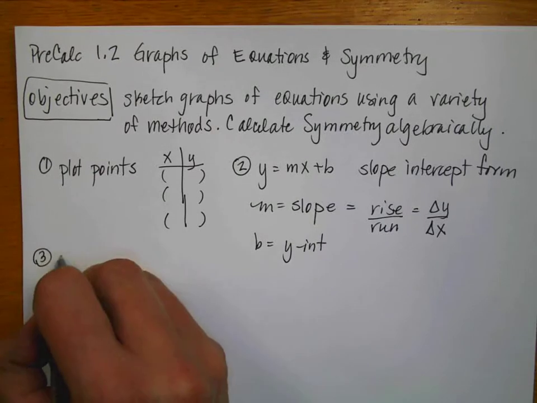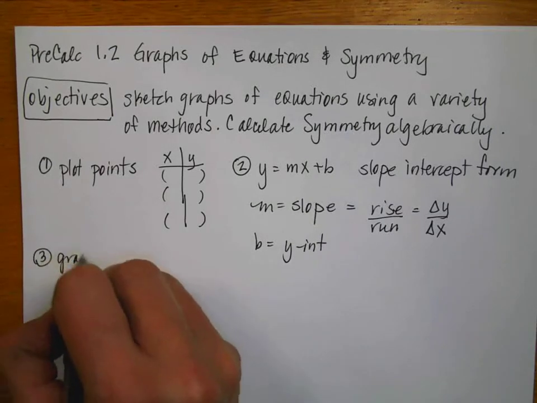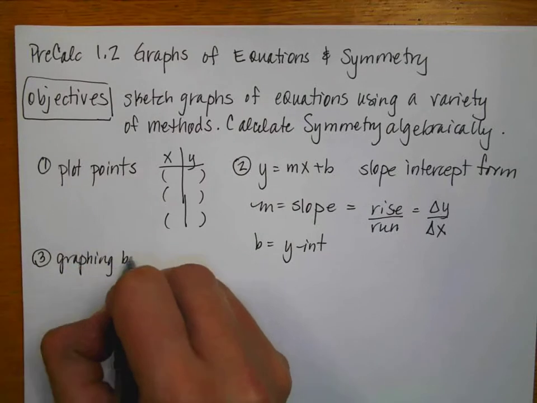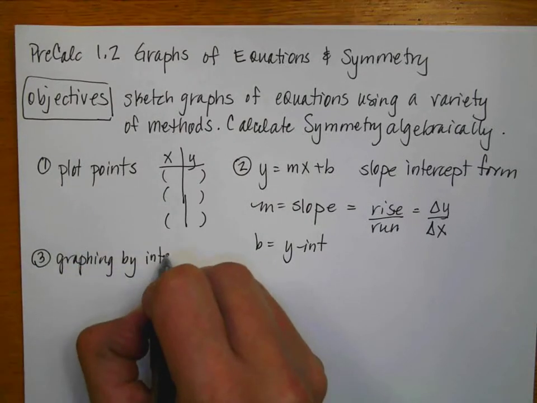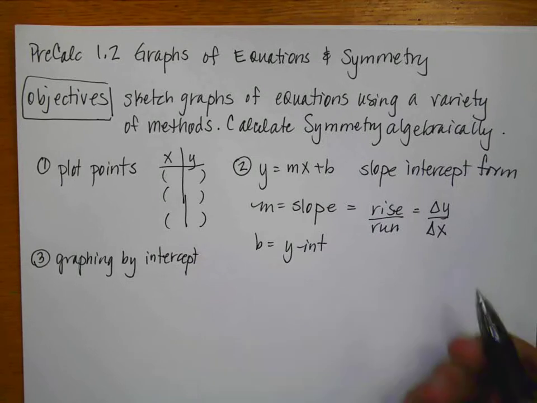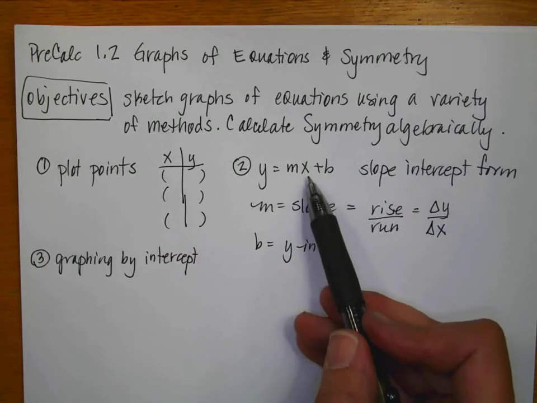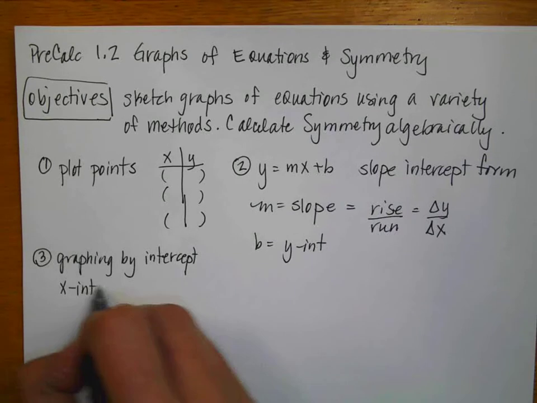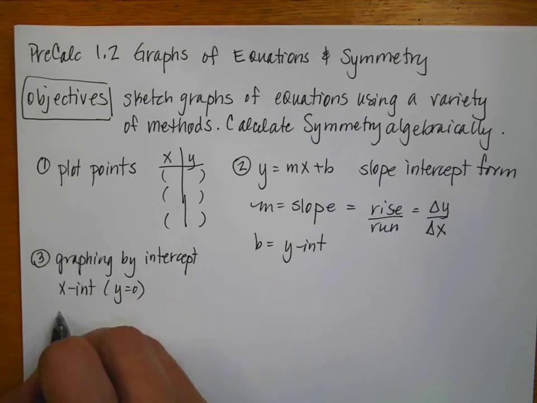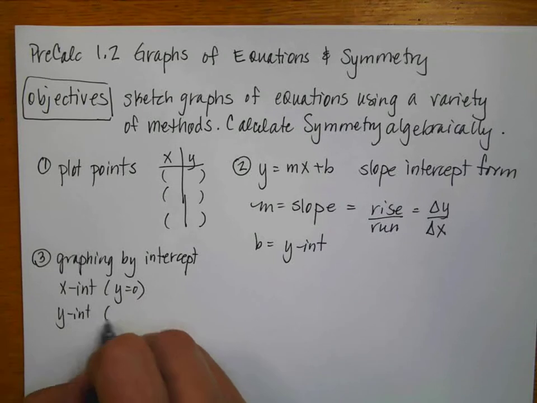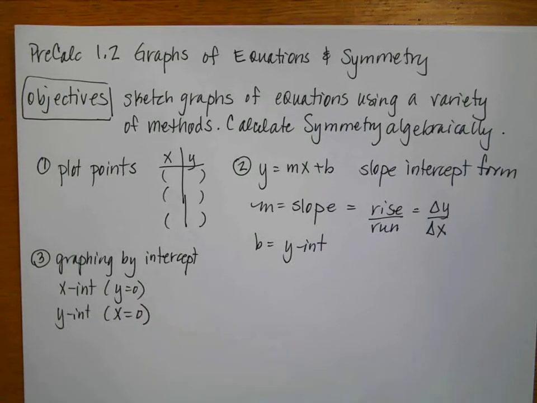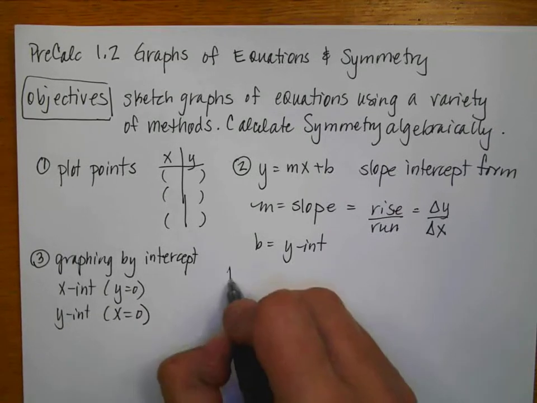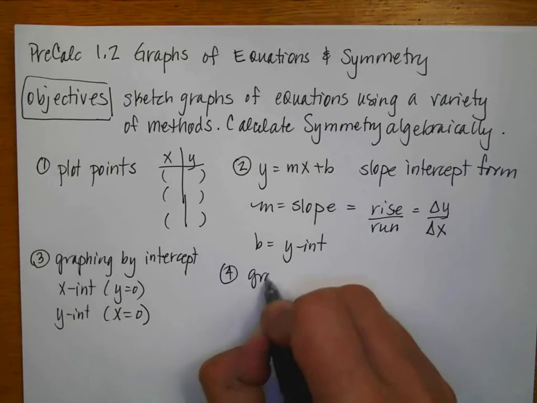The next method is going to be graphing by intercepts. This is actually a really nice way to be able to graph, especially if an equation is not in this form. I can just solve for x and y, and 2 points define a line, and then I could connect the 2 points. The x-intercept is when y is equal to 0, and the y-intercept is when x is equal to 0.